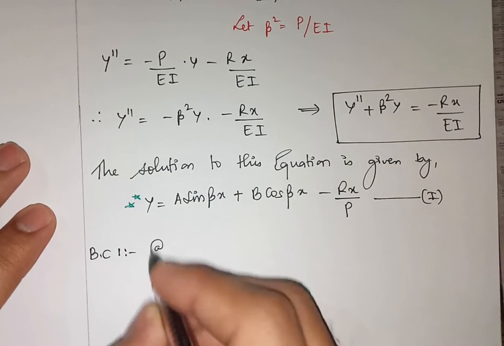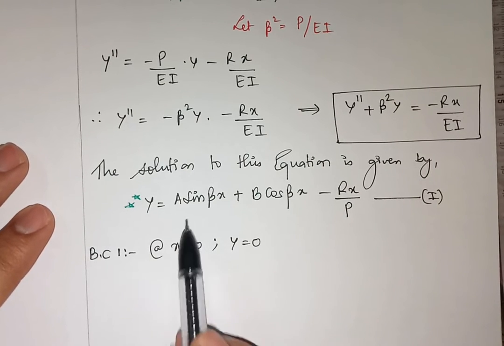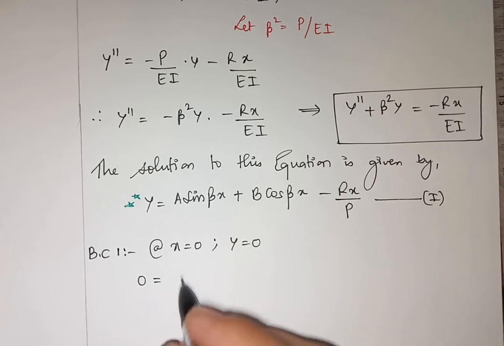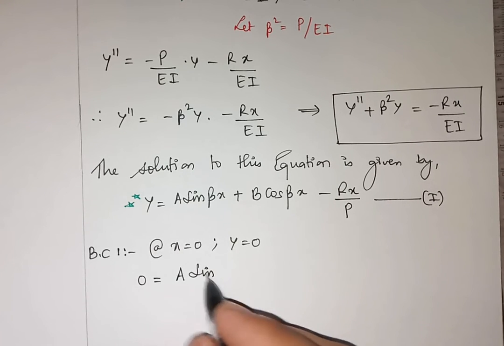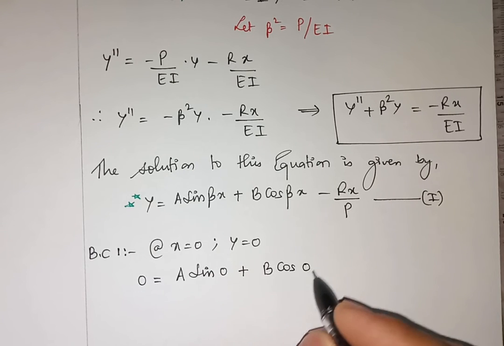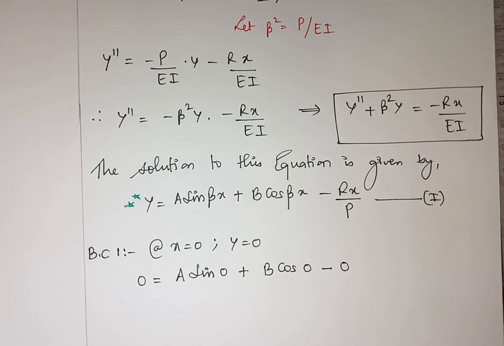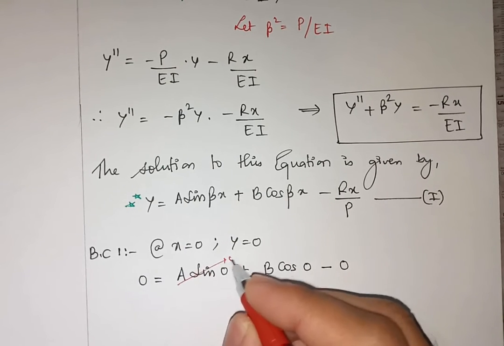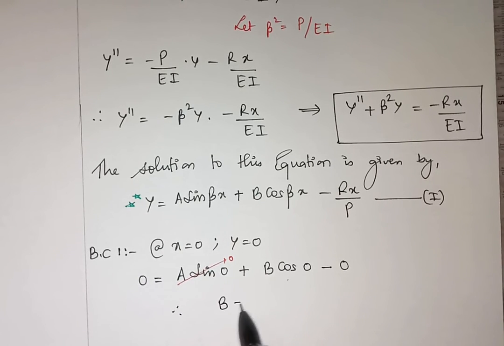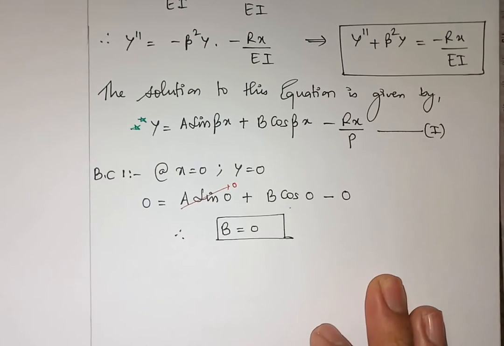So the first one, at x is equal to 0, y is equal to 0. So what does equation 1 become? If you put it in this equation, x is equal to 0, y will be 0 by default. So it is a sin 0 plus b cos 0, minus 0. Right, so what is the value of sin 0? Sin 0 is by default 0. Cos 0 is 1, so therefore b is equal to 0. So you got the value of b as 0.